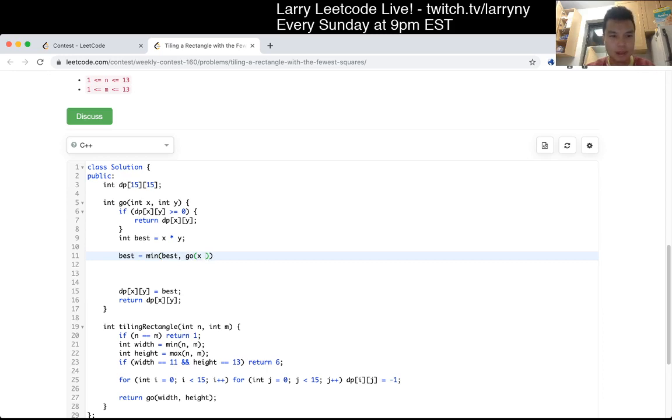x by y, doing an x by x square, and you have an x by y minus x. Okay. Or the other way around, I guess.